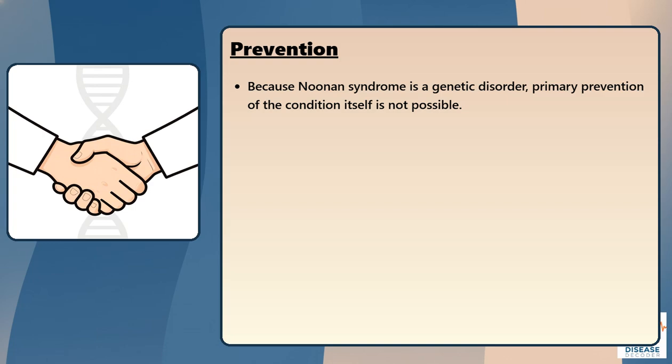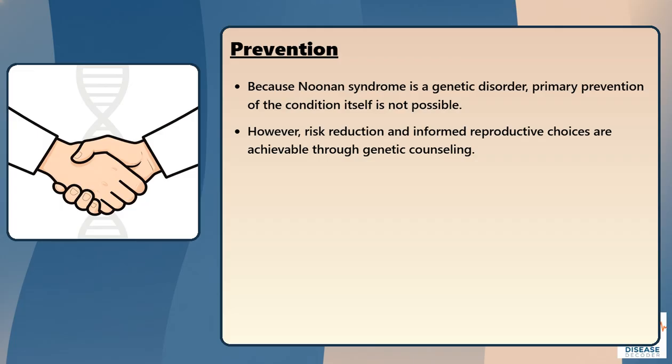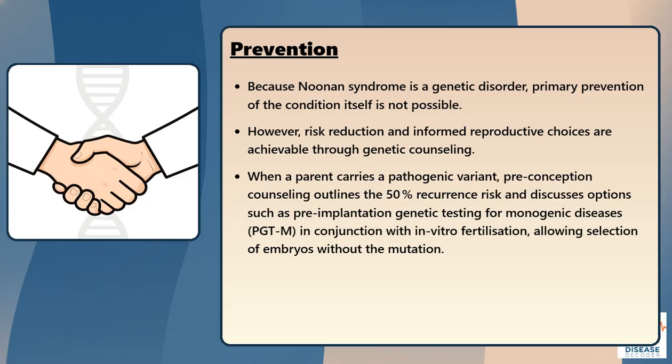Because Noonan syndrome is a genetic disorder, primary prevention of the condition itself is not possible. However, risk reduction and informed reproductive choices are achievable through genetic counseling. When a parent carries a pathogenic variant, preconception counseling outlines the 50% recurrence risk and discusses options such as pre-implantation genetic testing for monogenic diseases in conjunction with in vitro fertilization, allowing selection of embryos without the mutation.